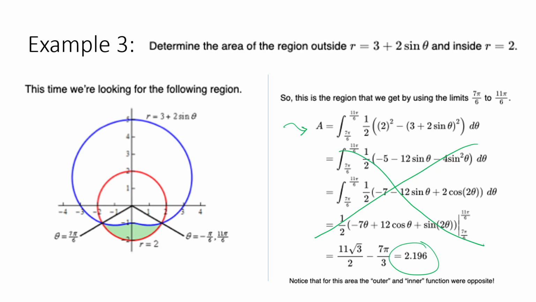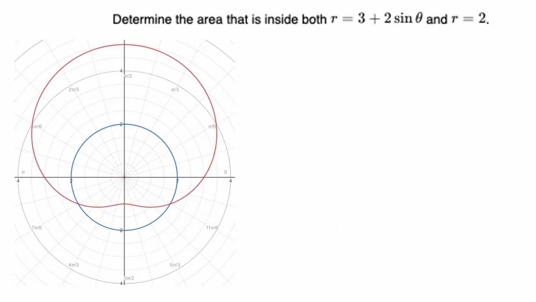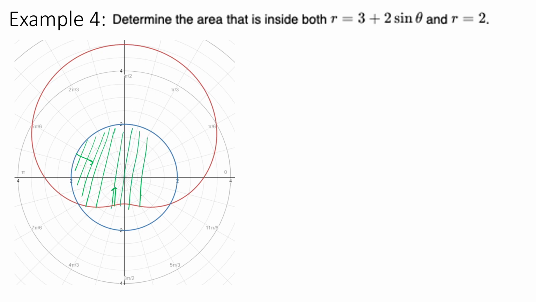Alright, so for the last problem, you're going to determine the area inside both the red graph and the blue graph. So inside the red graph, inside the blue graph. So this is the area here. Okay, so if you notice, that will be the same boundary.